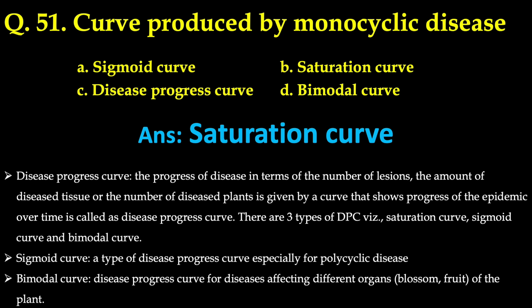There are 3 types of disease progress curve. These are saturation curve, sigmoid curve, as well as bimodal curve. The type of disease progress curve especially used for polycyclic disease is known as the sigmoid curve. On the other hand, the disease progress curve for diseases affecting different organs like blossoms, fruits, or other plant parts is known as the bimodal curve.